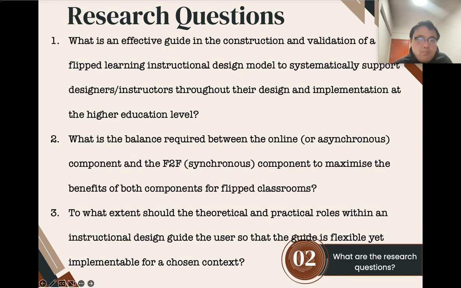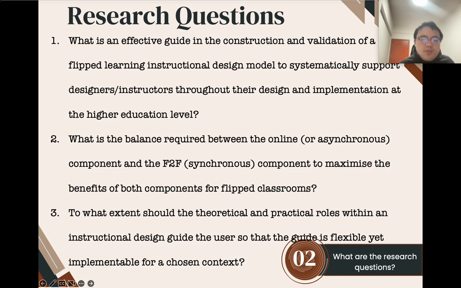So my research question will be as follows. What is an effective guide in the construction and validation of a flipped learning instructional design model to systematically support designers, instructors throughout their design and implementation at the higher education level?